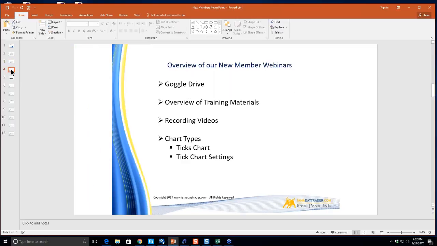All right, here's what we're going to do as far as the next 4 sessions. I'm going to discuss the Google Drive, where a lot of our materials are. I'm going to overview the different things that we have in the Google Drive that are available to you. I'm going to be talking, of course, about our chart type, and what we normally see in our room is tick charts, and I'm going to give you the settings for our tick charts.